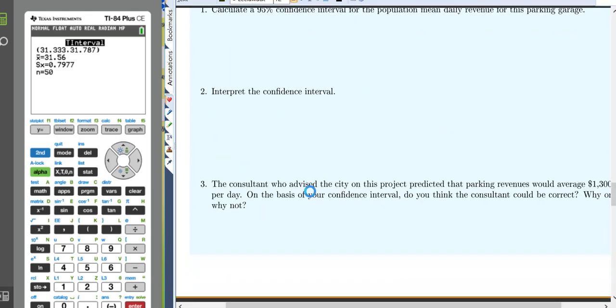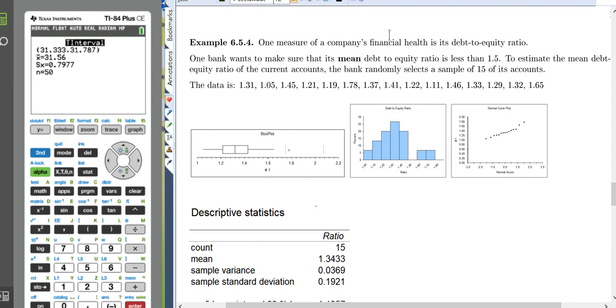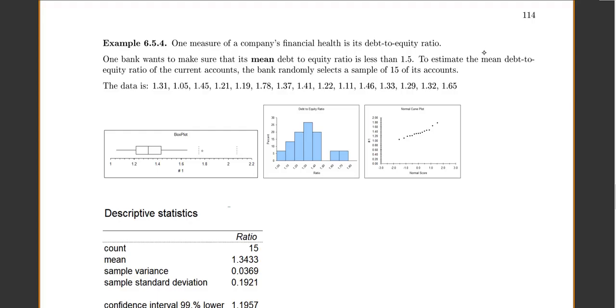So you can try the next one on your own. Then you'll also find sometimes I just give you computer output instead of even using it on your calculator. So let's try this example. One measure of a company's financial health is its debt to equity ratio. One bank wants to make sure that its mean debt to equity ratio is less than 1.5. To estimate the mean debt to equity ratio of the current accounts, the bank randomly selects a sample of 15 of its accounts. So we have n equals 15.